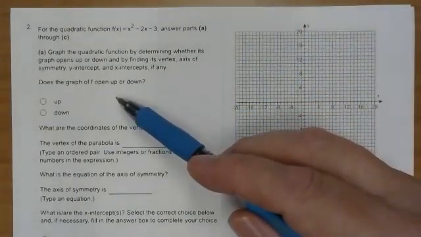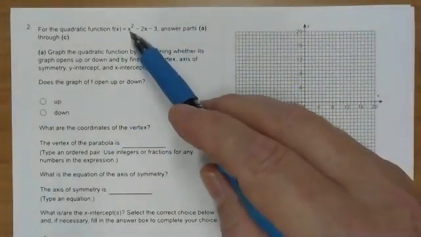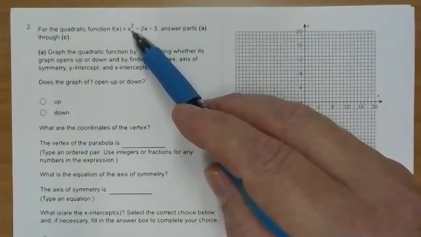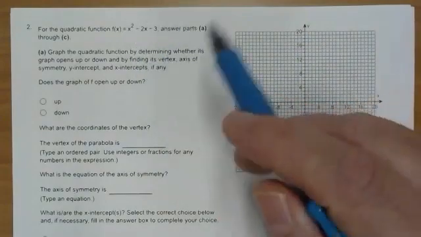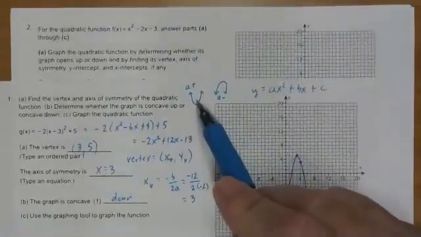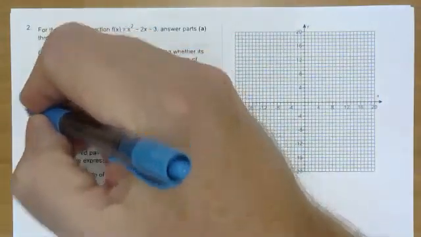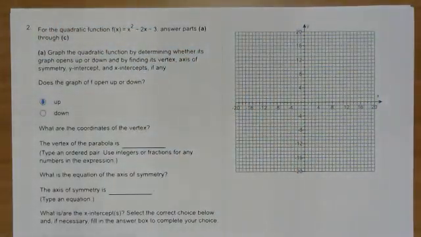First of all, does it open up or down? Well, what is A here? A is the coefficient for the x squared term. So A is going to be 1, and it's a positive number. Like I showed you here, when A is positive, it opens up, it's concave up. So it's going to be this.